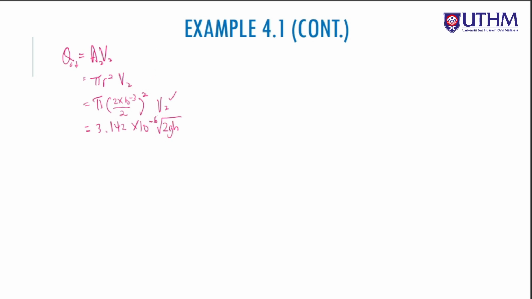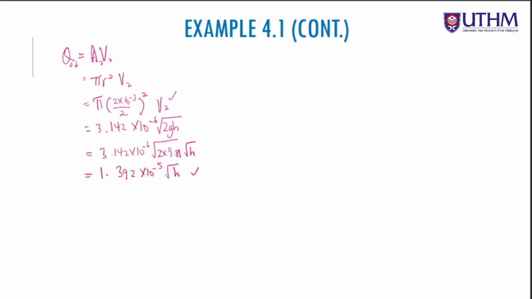Okay, so kita proceed dengan value G kita tahu, kan? So 3.142 kali 10 kuasa negatif 6 square root of 2 times 9.81 gravity, and then kita ada H kat sini. So this will give 1.392 times 10 to the power of minus 5 H. Okay, so kita boleh gerak sampai sini je.